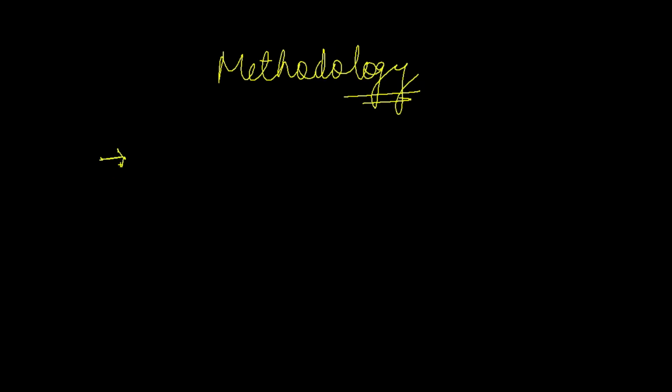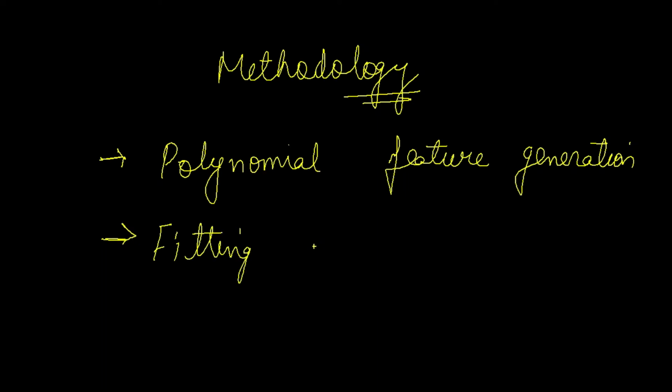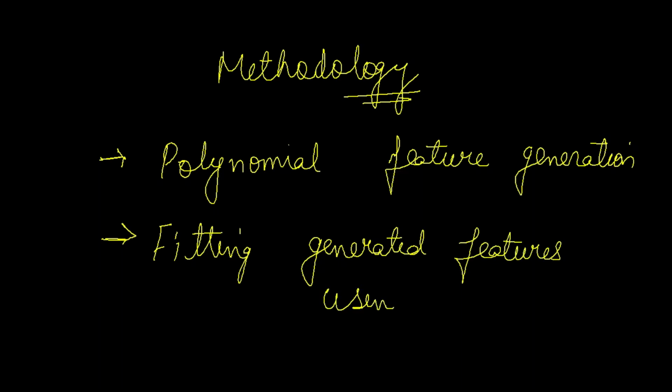The first step is polynomial feature generation. The next step is fitting the generated features using linear regression.